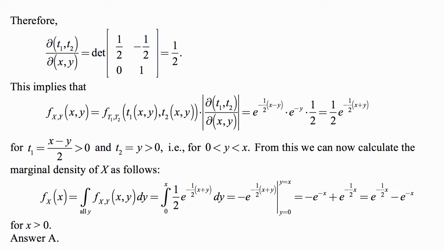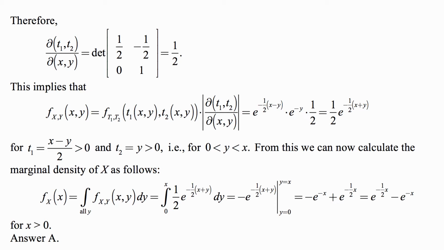The marginal density of X is the integral over all possible values of Y of f sub XY of X, Y dY. And what are the possible values of Y for a fixed value of X? Well, Y runs from 0 to X. So this is the integral from 0 to X of 1/2 e to the minus 1/2 (X plus Y) dY. And if we calculate the integral of this, then it's going to be just minus e to the minus 1/2 (X plus Y). We are calculating this with respect to Y. I'll treat this as a function of Y. So just take a look.